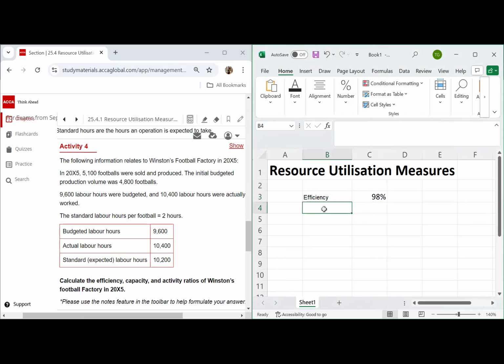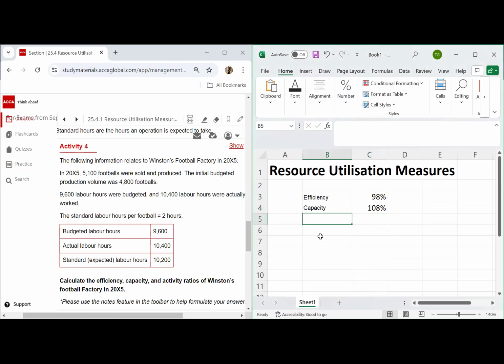Now talking about the next ratio, which is the capacity ratio. Under the capacity ratio, we're checking whether the workers have worked as much as they were supposed to work. So we compare the actual labor hours with the budgeted labor hours. Your actual labor hours are 10,400 and the budgeted labor hours were 9,600. So when they should have worked for 9,600, they have worked for more. They have worked for 10,400. So their efficiency over here is more than 100%. They have worked 108% of their capacity.